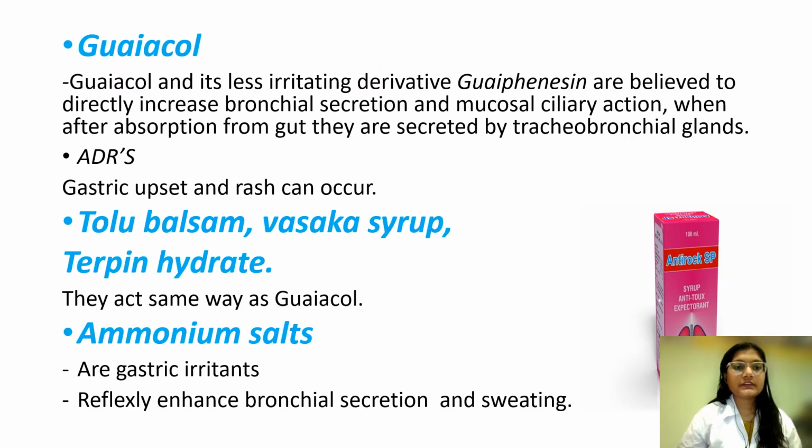So the next type of expectorant is guaiacol. Guaiacol is mainly obtained from creosote wood and is also synthetically made. Guaiacol and its less irritating derivative, guaifenesin, are believed to directly increase bronchial secretion and also mucociliary action when, after absorption from the gut, they are secreted by the tracheobronchial glands. The adverse effects include gastric upset, and rash can also occur. The next expectorants are tolu balsam, vasaka syrup and terpene hydrate. They act the same way as guaiacol.